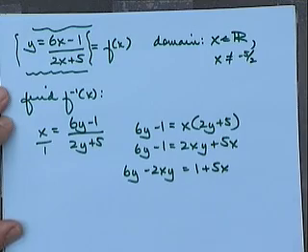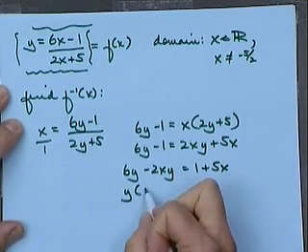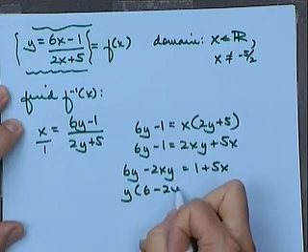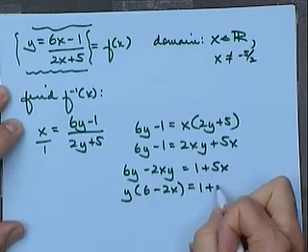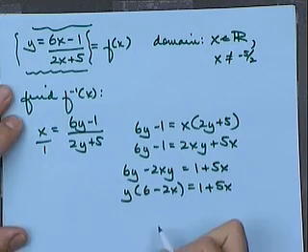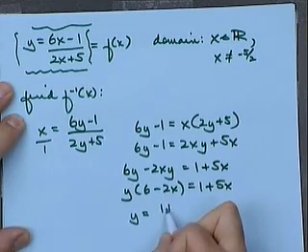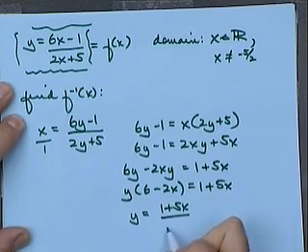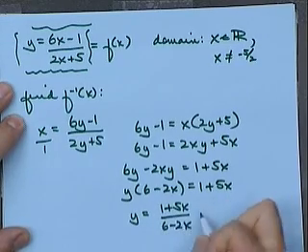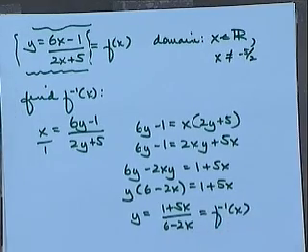Casey, you said what now we want to do with y? Take out the y, factor out y. Let's see, 6 minus 2x. And divide both sides by 6 minus 2x. So that ought to be f inverse.